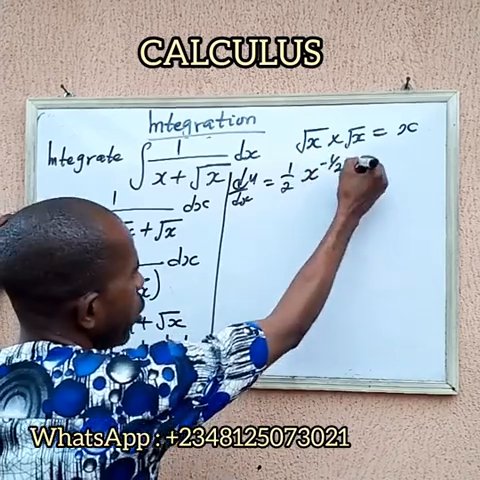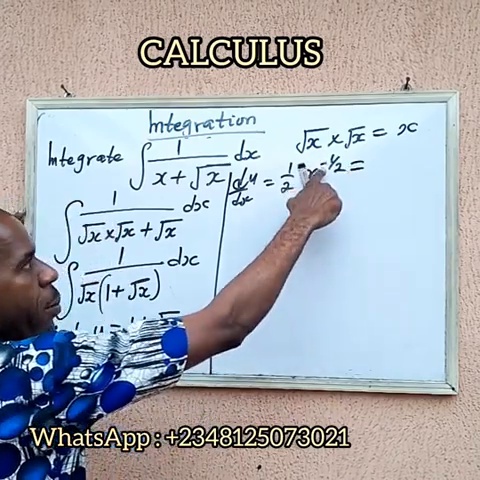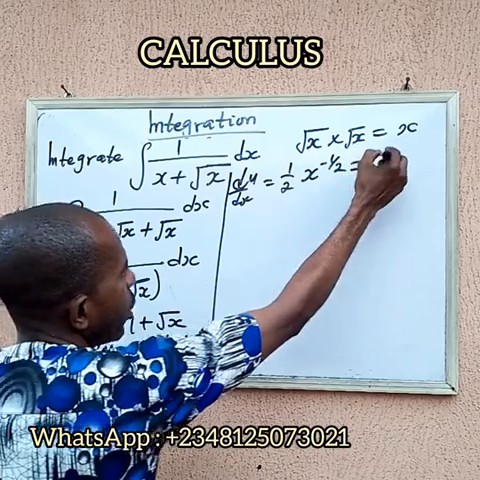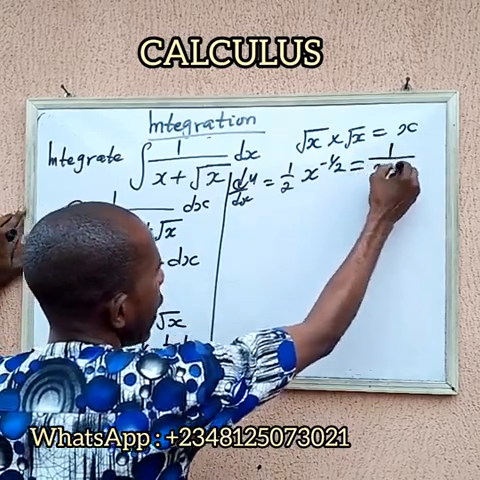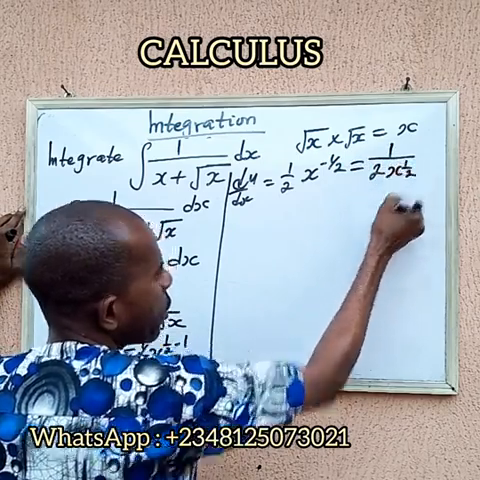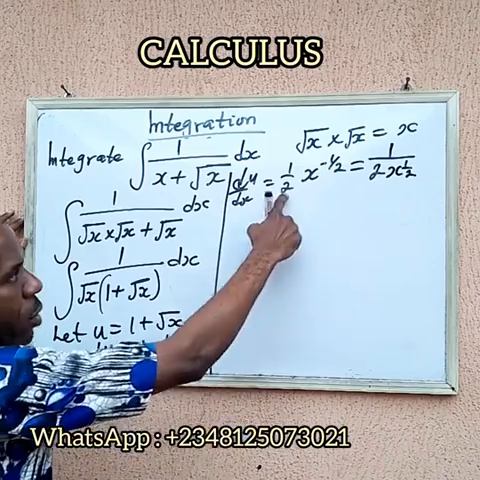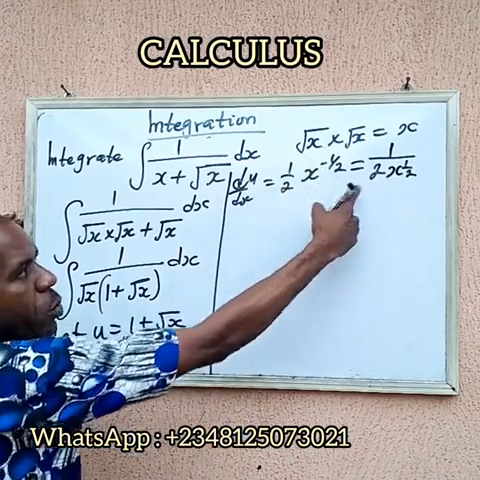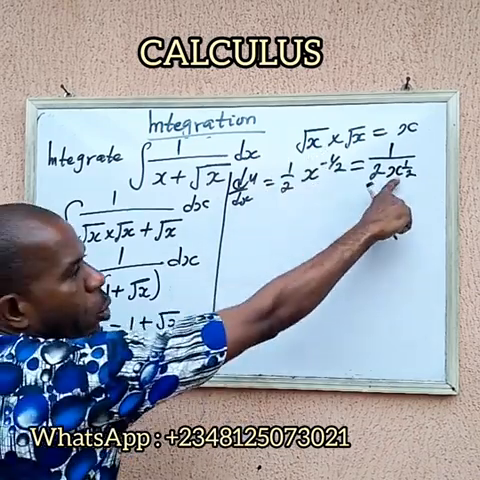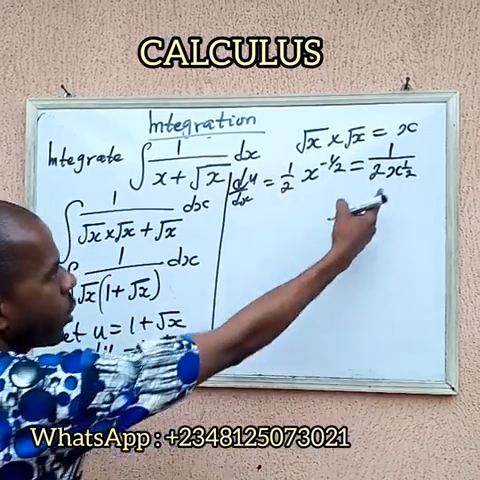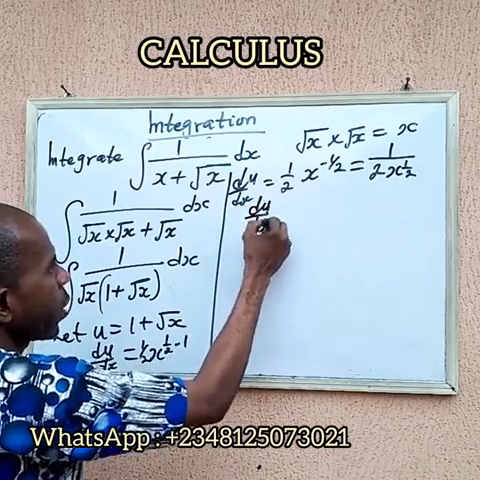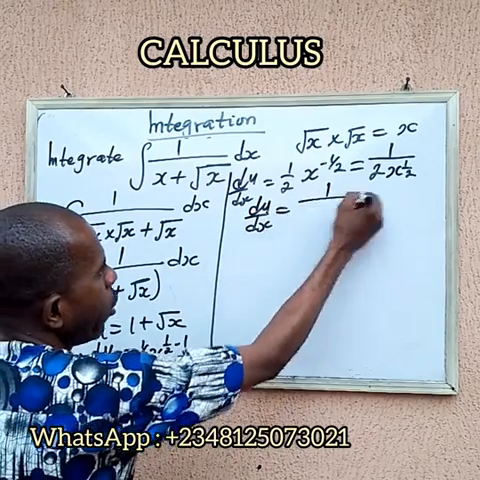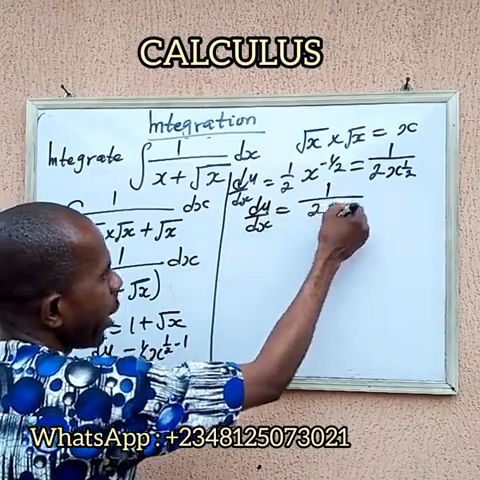So at the end of the day, if we take the reciprocal, because we are going to eliminate this one, it will give us 1 all over 2 x raised to power 1 over 2. Yes, that is because this one is a denominator. Now remember, this one is root x now. x raised to power half is root x. So that we have du/dx equal to 1 all over 2 root x.